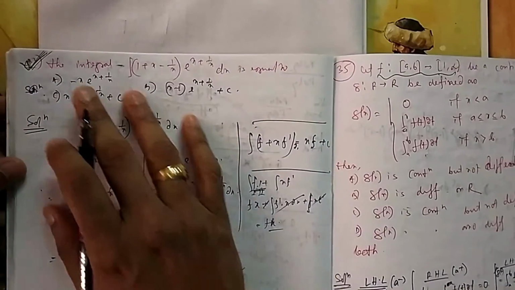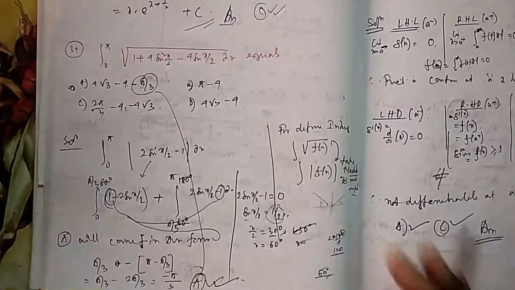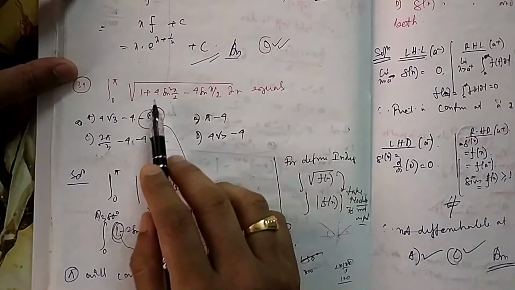32 we have already explained in indefinite integral. Now if you come to 33, 34, what is asked? 0 to pi, this one is asked. I think you can find this one.